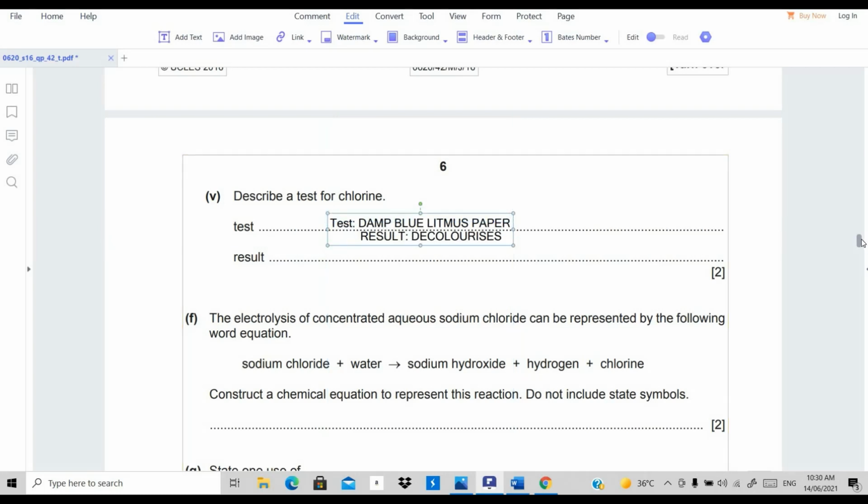Done. Moving on to part F. The electrolysis of concentrated aqueous sodium chloride can be represented by the following word equation. Construct a chemical equation to represent this reaction. Sodium chloride plus water will produce sodium hydroxide plus hydrogen plus chlorine. So we need to know the chemical formulae of each of these compounds and elements. The sodium chloride will be NaCl plus H2O will produce NaOH plus H2 plus Cl2.